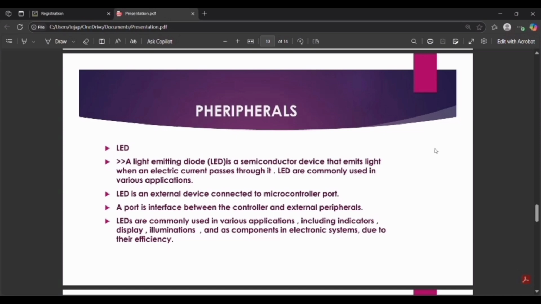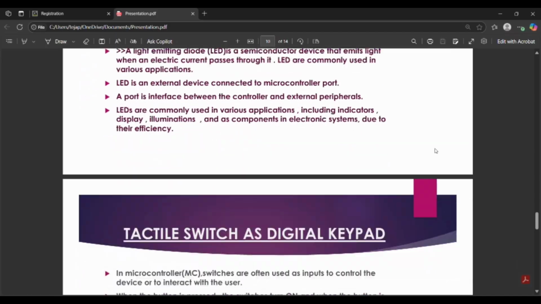LEDs are commonly used in various applications, including indicators, displays, illumination, and as components in electronic systems due to their efficiency. An LED is an external device; it is either on or off. We have already written the code for this LED and it has been implemented.